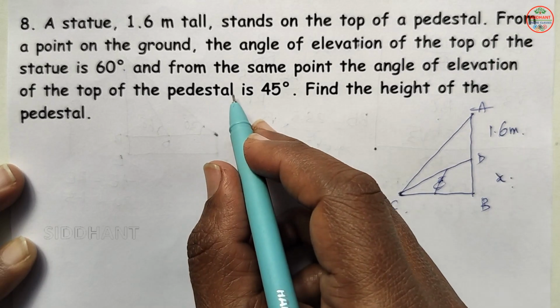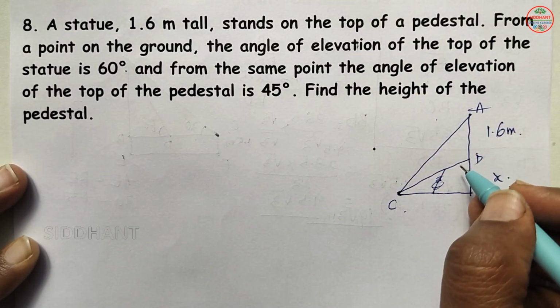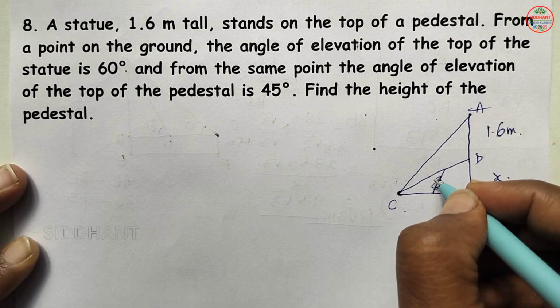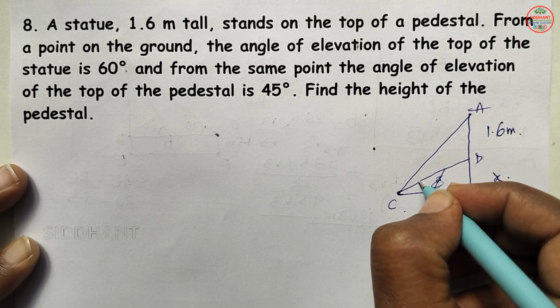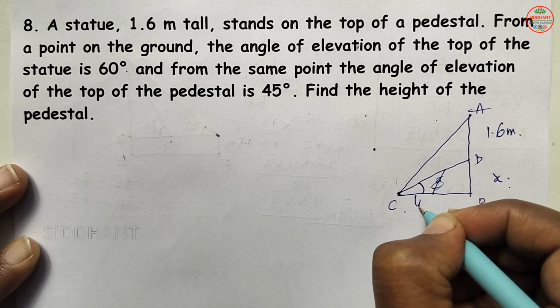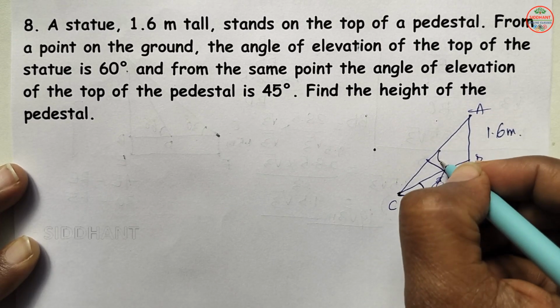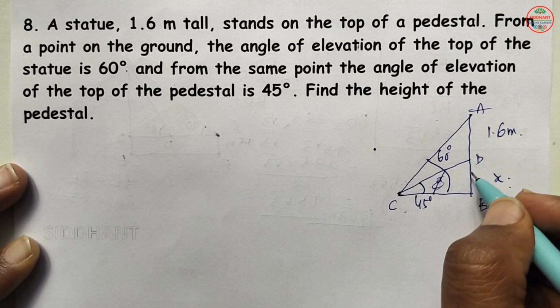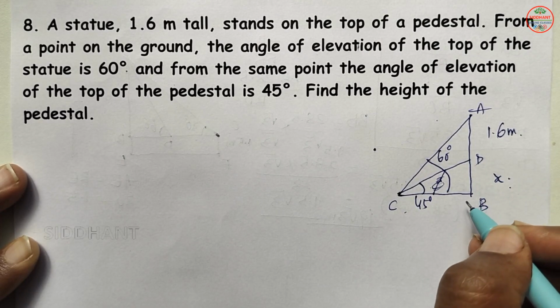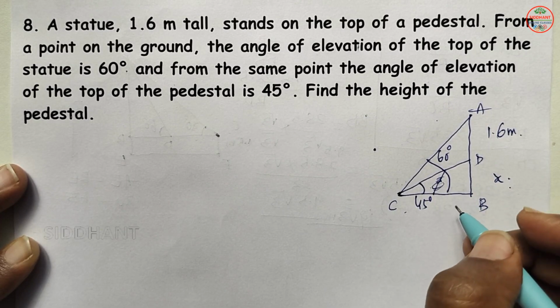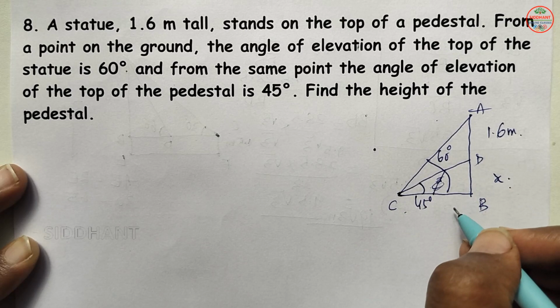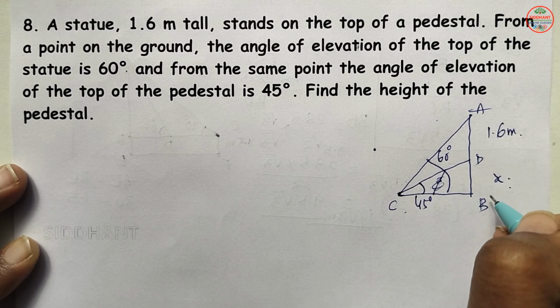So angle of elevation, when you see from the top it is 60 and from the bottom it is 45. So this angle will be 45 degrees and this angle will be 60 degrees. First, in triangle DBC, we are going to find BC. Then in triangle ABC, we are going to find AB. After that, we take the x value and we get the height of the pedestal.